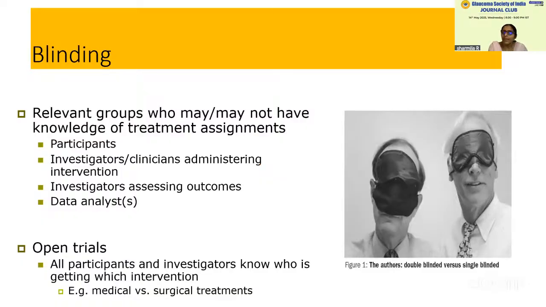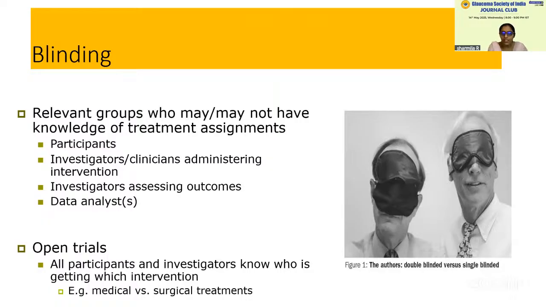Blinding is a very important part of any randomized control trial, which increases the authenticity of the trial, increases the weightage of that study, and it is having the highest scoring for any publication also. So RCTs will have the highest scoring. The relevant groups here may or may not have any knowledge of the treatment assignments. That is what is called blinding.